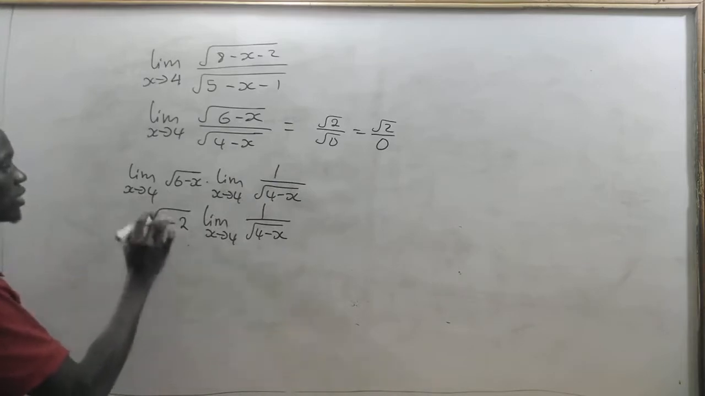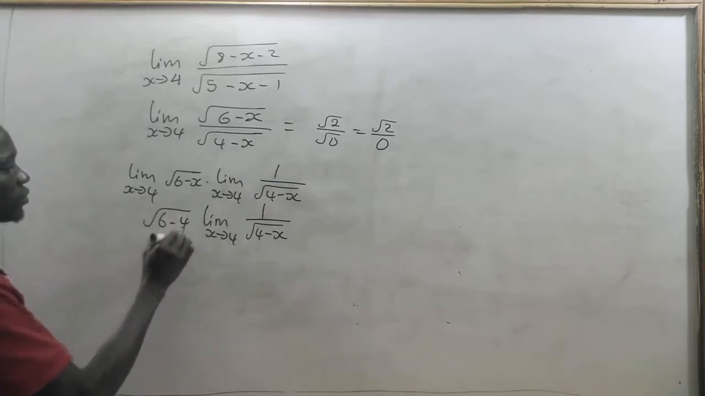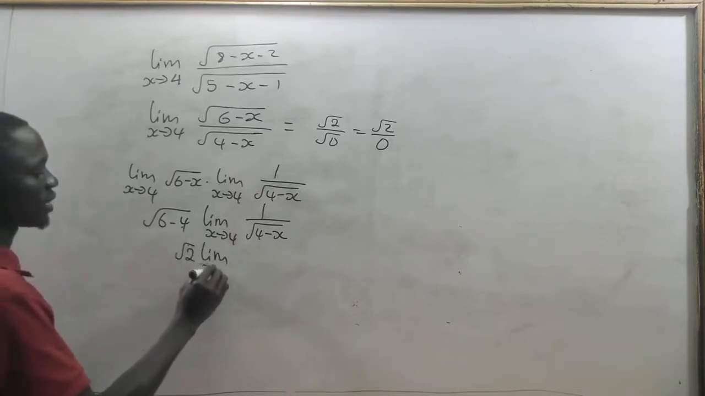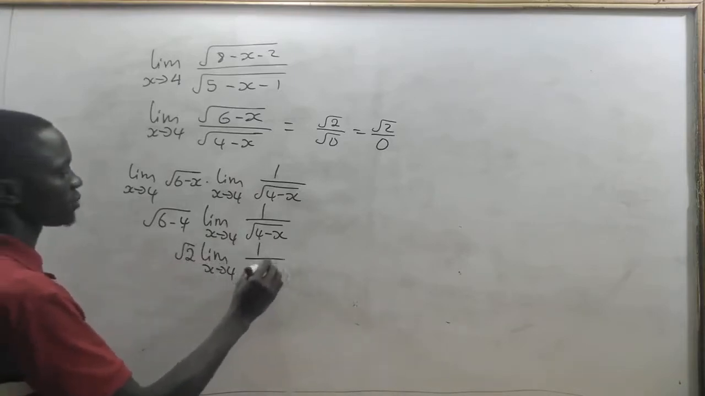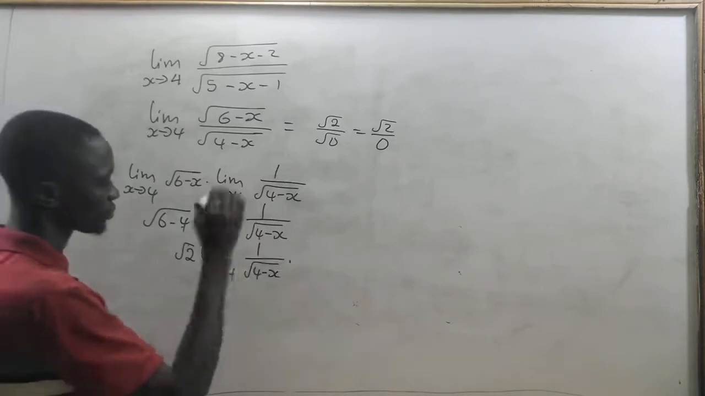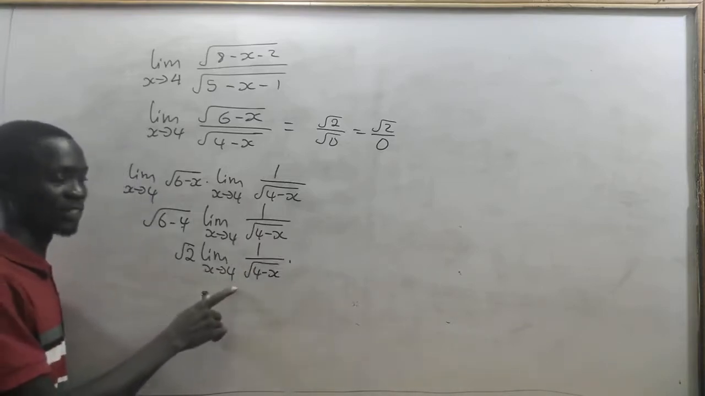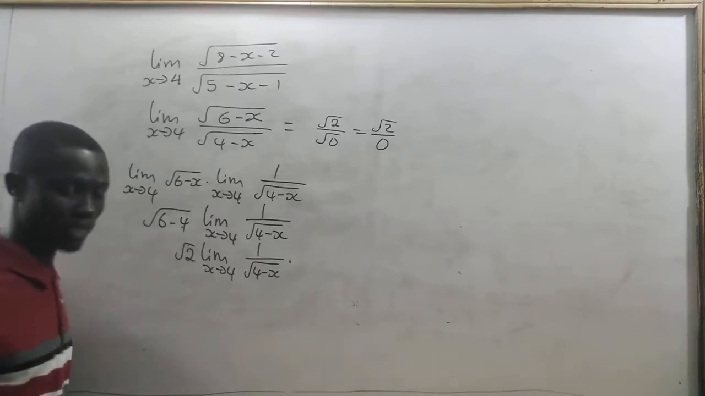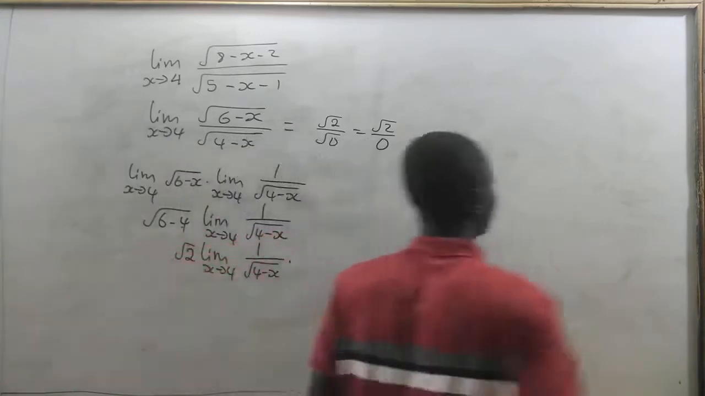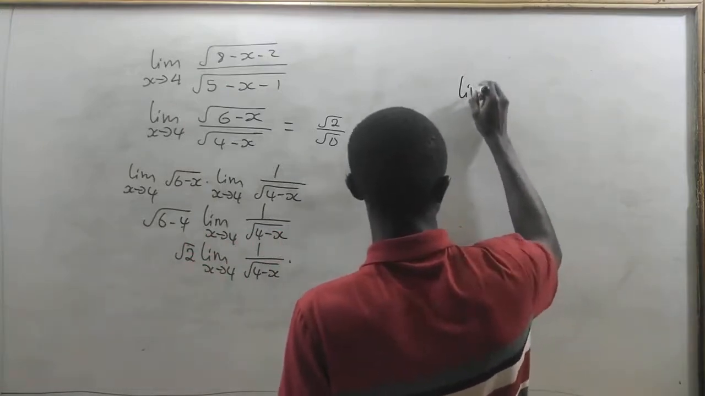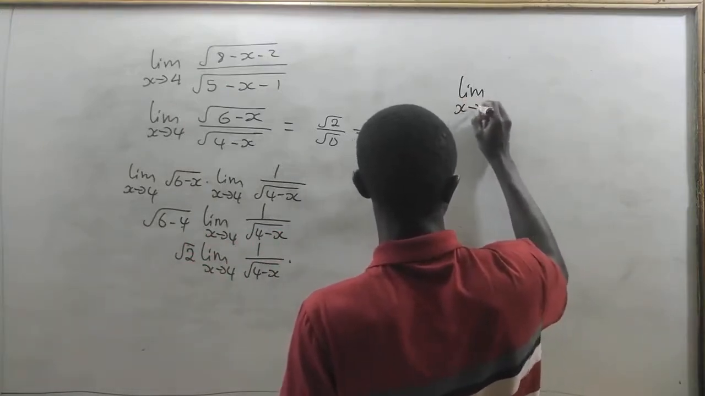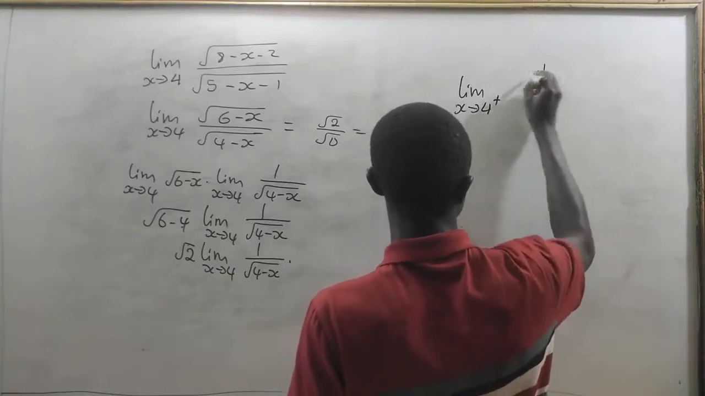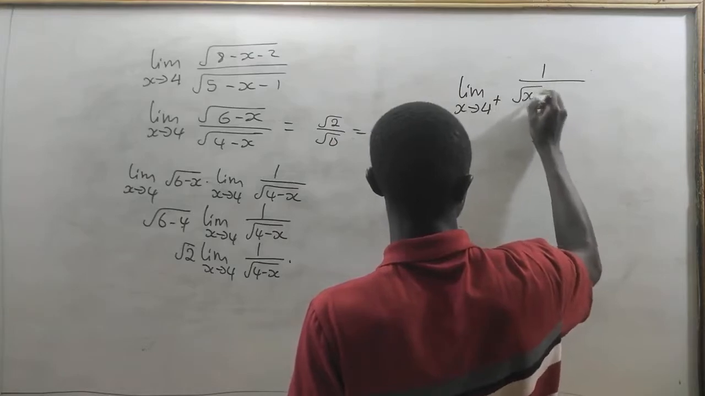Oh, sorry, this is 6. And this is 4. So this will give us root 2 times the limit as x approaches 4 of 1 divided by square root of 4 minus x. So now what do we do? We take the left-sided limit and the right-sided limit of 1 divided by square root of 4 minus x. So you take your calculator. So you take the right-sided limits first. On the right, 1 divided by square root of x.